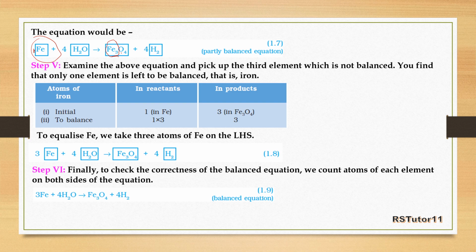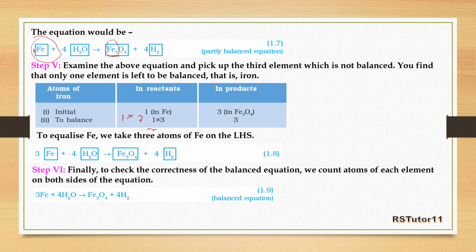That is the third element. You find that one element is left to be balanced. That is iron. So now atoms of iron: initially it is 1, and in products it is 3. To balance what you will do? 1 into, as they have given here, this is 3 already. It will become 3 Fe. So see, to equalize Fe, we take 3 atoms of iron on the LHS side. See, 3 Fe plus 4 H2O.